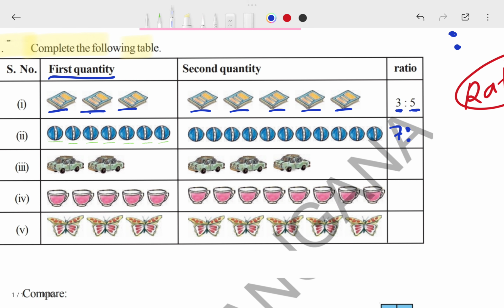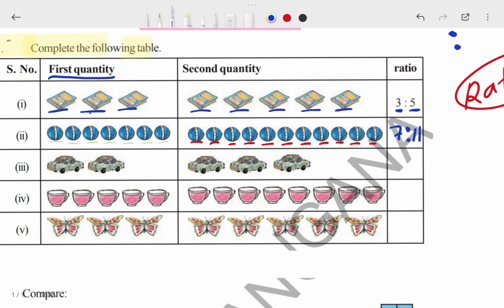Now let's count the second one. In the second, how many balls? 1 2 3 4 5 6 7 8 9 10 11 balls are there. So now just write the 11. So our answer is 7:11. That's called "is to". Okay, 7:11, and otherwise you can just call it ratio.